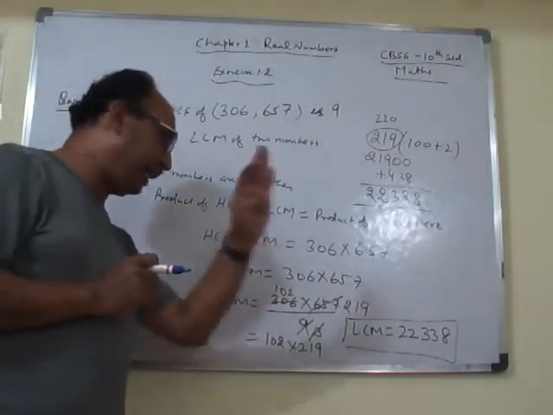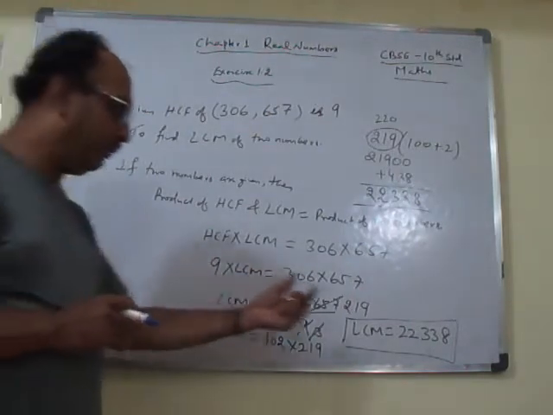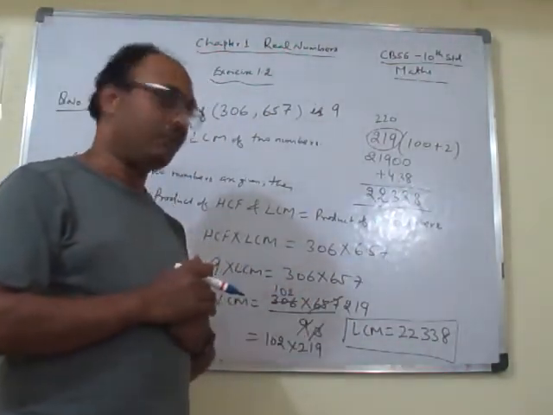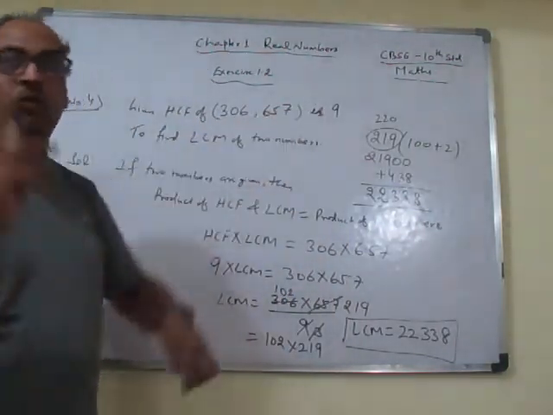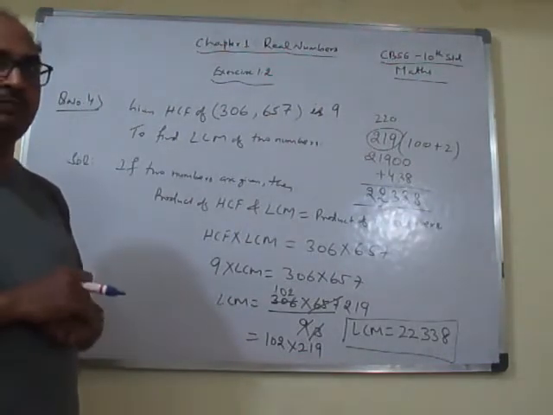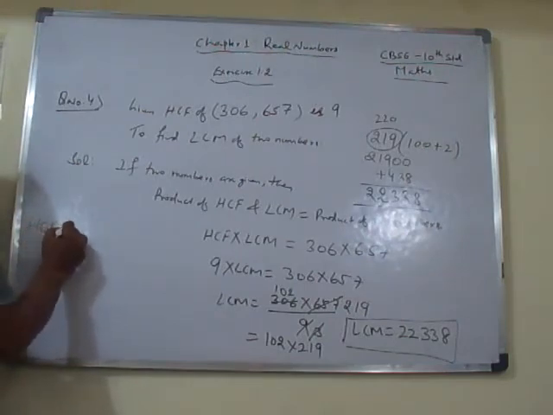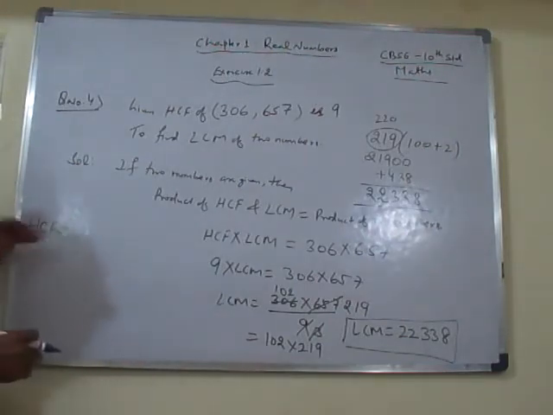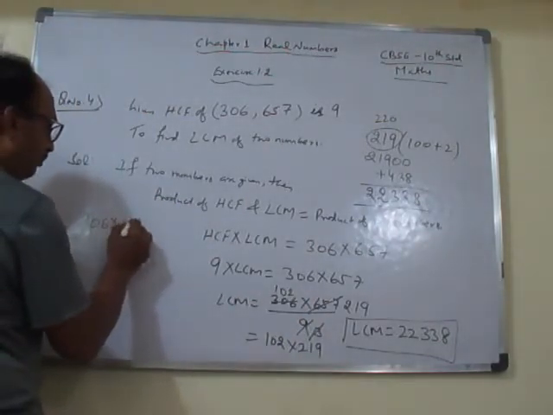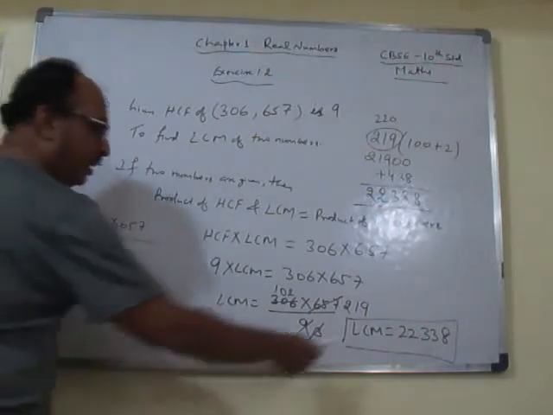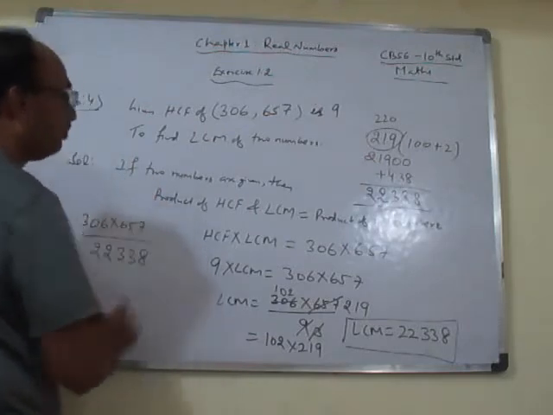Let us find out by taking the LCM. Now we found the LCM. If two numbers are given, and if we are finding the HCF, the same 9 should come. Let us see. So in case, suppose we are not given the HCF, we are given the LCM. So 306 into 657 as it is we will write, divided by this LCM, we will write 22338.